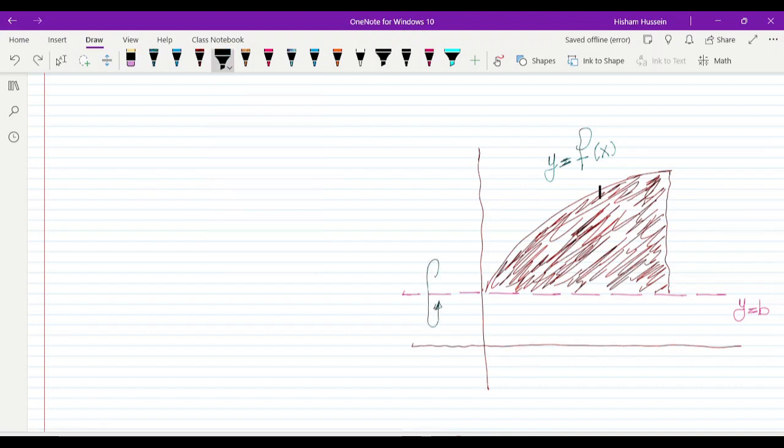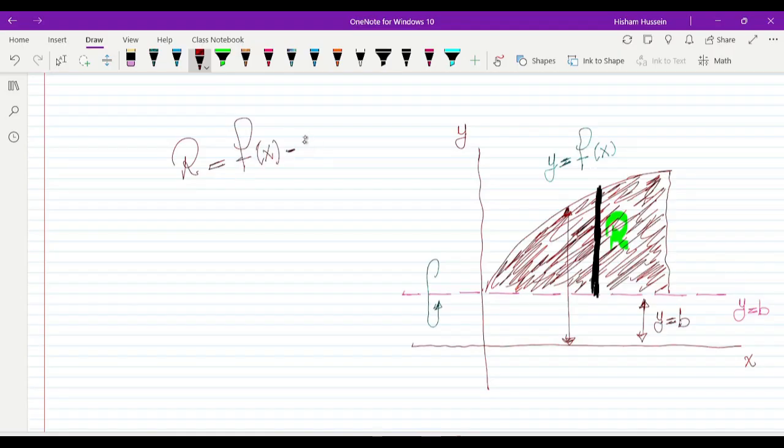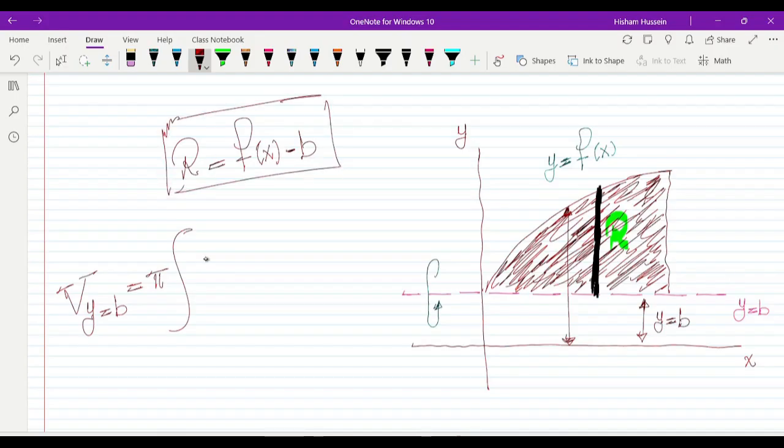So this is the radius of rotation. Here is the x-axis, this is the y-axis, and all of this distance is y. However, this is the radius of rotation, which we can call r. So this radius r equals y, which is f of x, minus b. So the volume of rotation about y equals b equals pi times the integral of the radius squared, f of x minus b squared dx.